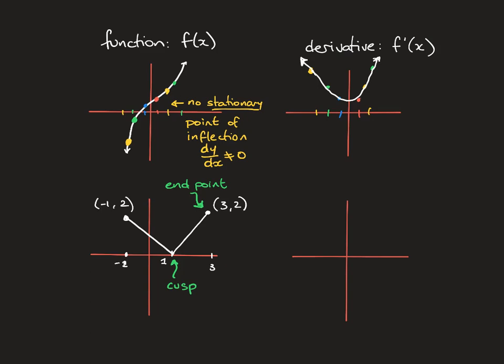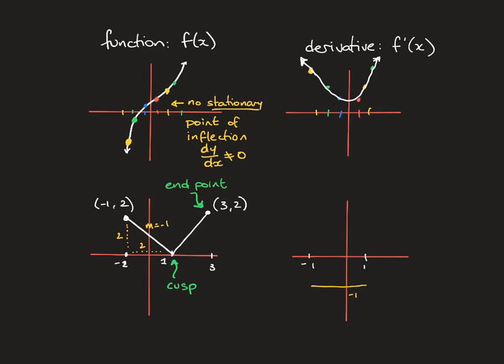Okay, last one, I want to talk about this graph here. We've got a cusp here and we've got 2 endpoints. So I said at the start of the video, for the derivative to exist, the gradient on the left-hand side has to equal the gradient on the right-hand side. And so the gradient of this line is -1. So between x is -1 and 1, let me put it on our derivative graph, our gradient here is -1. And so we'll have a line that goes through at -1.